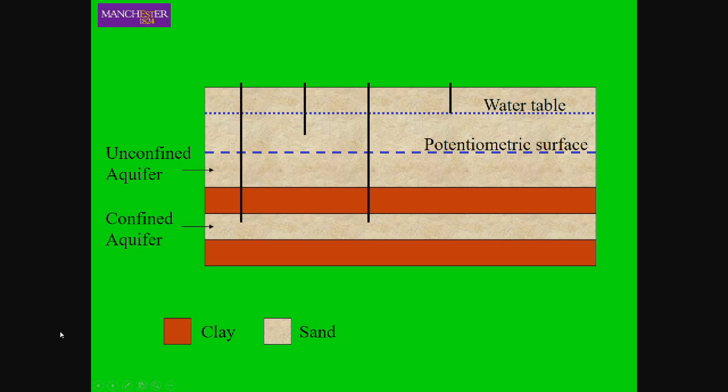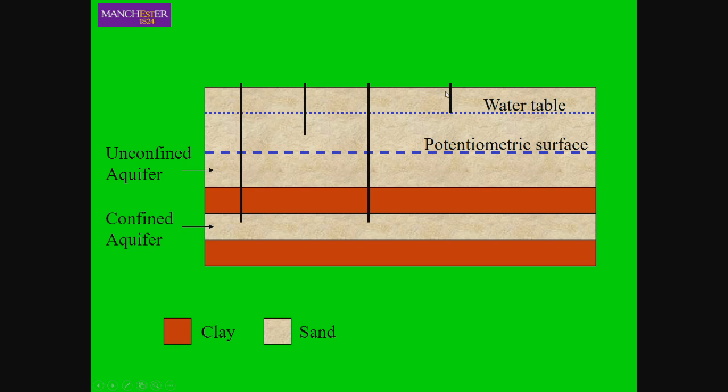So here's an example. This is meant to be a cross-section. This is the surface up here. Here we have clays acting as aquitards. We have a sand aquifer. This one here is confined. The aquifer up here is unconfined, and water rises up to the water table. Now I've got a new word up here. I've got this thing called the potentiometric surface.